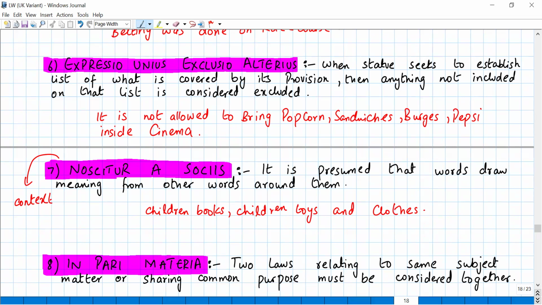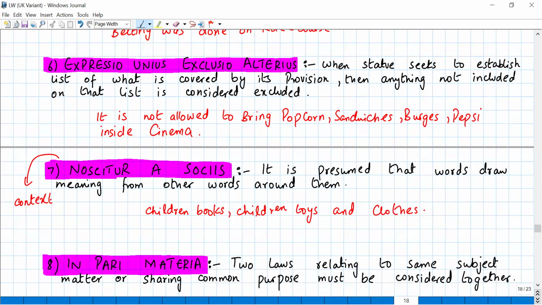Now, what does this mean? Let's understand this with an example. For example, you go to a cinema, and outside the cinema, it is written, it is not allowed to bring popcorn, sandwiches, burgers, Pepsis inside the cinema. So it means that if in the law these things are specifically listed down, then anything not included in this list is considered excluded. If I go to the cinema and take pizza inside, is the pizza mentioned in the list? No. So I will consider that the pizza is excluded, so I can take the pizza in the cinema.